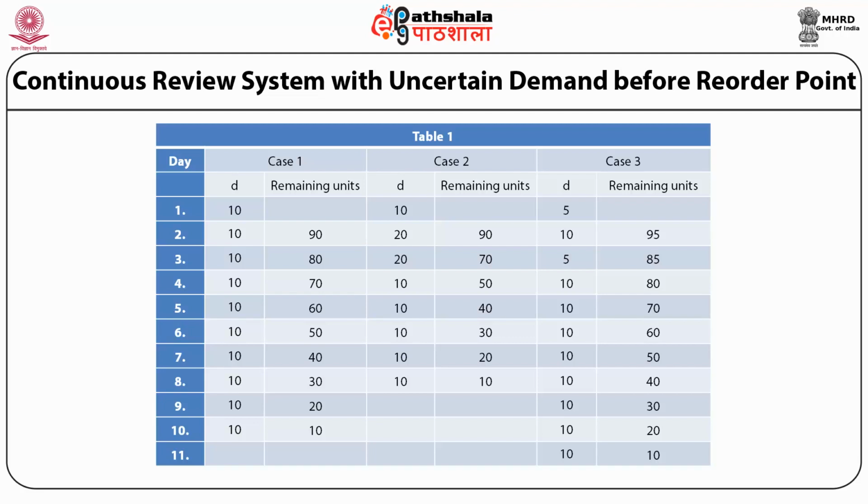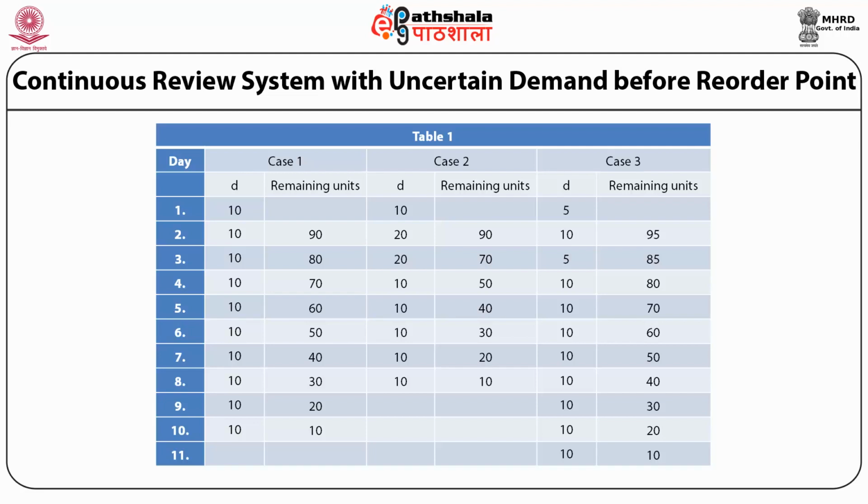Case 3 Day 1 D5 remaining units nil. Day 2 D10 remaining units 95. Day 3 D5 remaining units 85. Likewise, day 4 remaining units 10. Day 5 70. Day 6 60. Day 7 50. Day 8 40. Day 9 30. Day 10 20 and day 11 10.